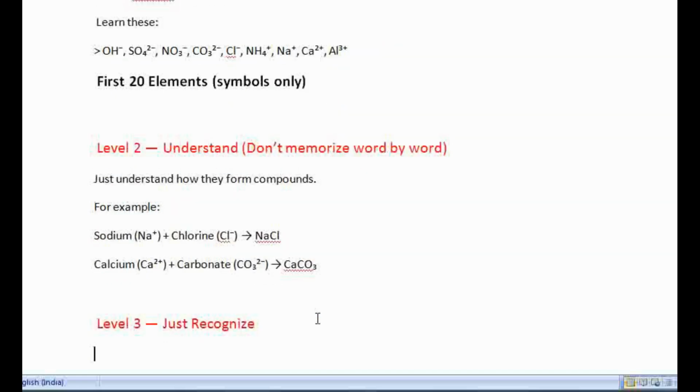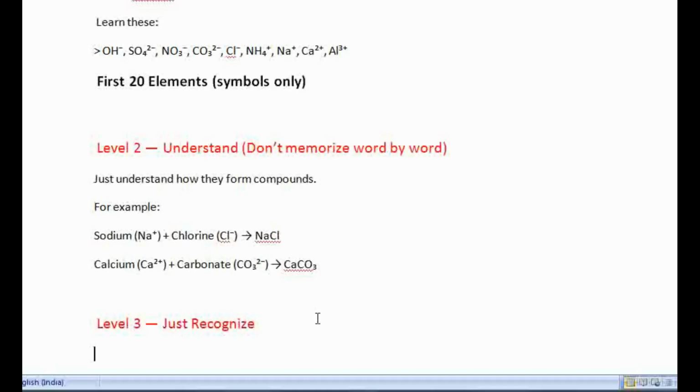What is that? Level 2 is nothing but understand. Don't memorize word by word, or don't write them, just try to understand them. Just understand how they form compounds. For example, sodium Na plus chlorine Cl minus gives NaCl. Once you know valency, you can form formulas yourself. No need to write all of them.